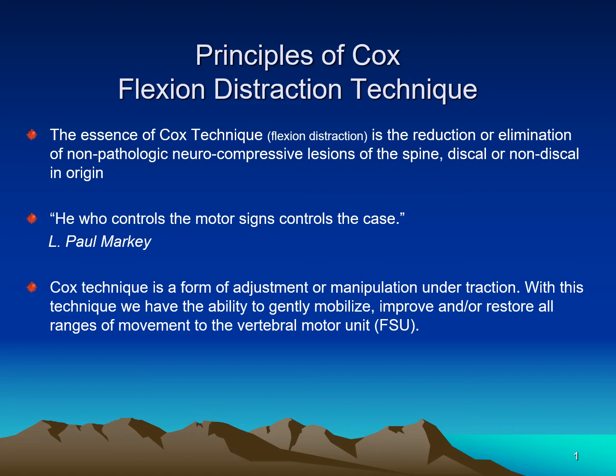The definition of distraction is the separation of two opposing joint surfaces. In the case of distraction of the spine, we're separating two vertebral end plates, and what sits between the end plates is the disc. And so we have a profound effect on the disc when we do this. But the technique actually allows us to mobilize, improve, and restore the physiologic ranges of movement to any vertebral motor unit or functional spinal unit, however you understand that concept.